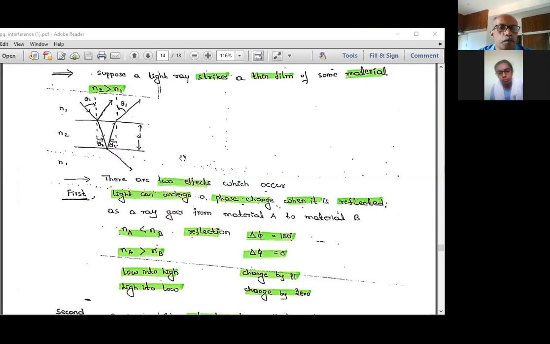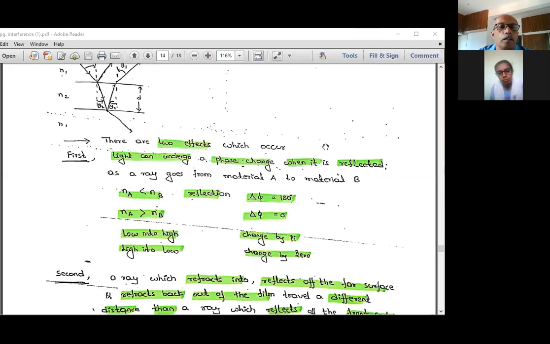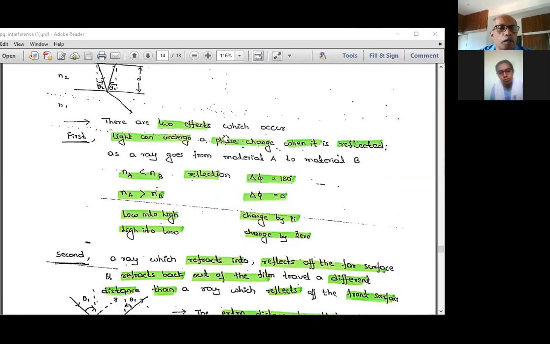Right, same expression. Alpha and beta are replaced by theta 1 and theta 2. That is the only difference. Alpha is the angle of incidence, theta 1, and beta is the angle of refraction, theta 2. That is the only difference. Now, there are two effects which occur.